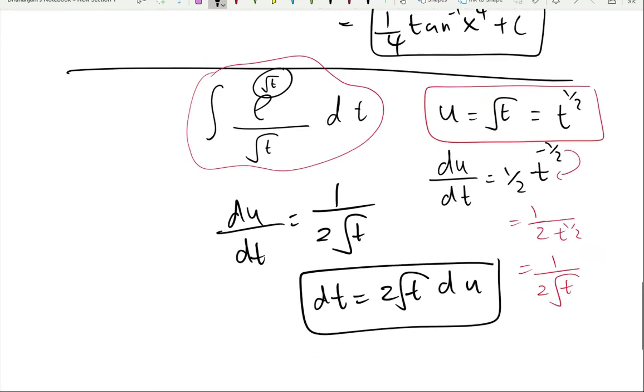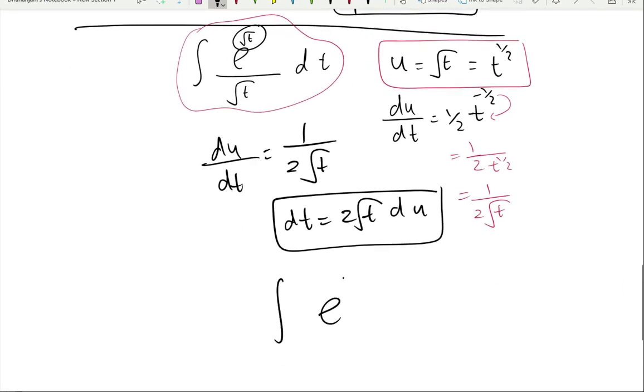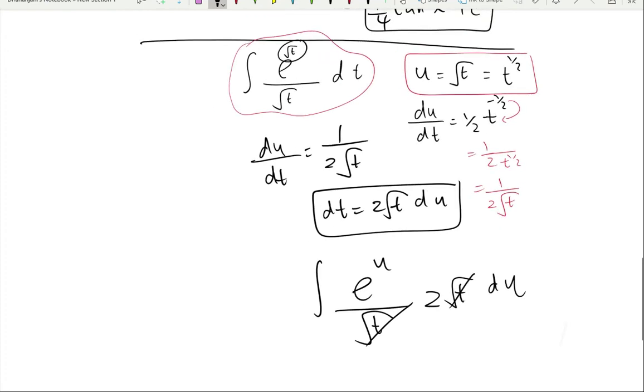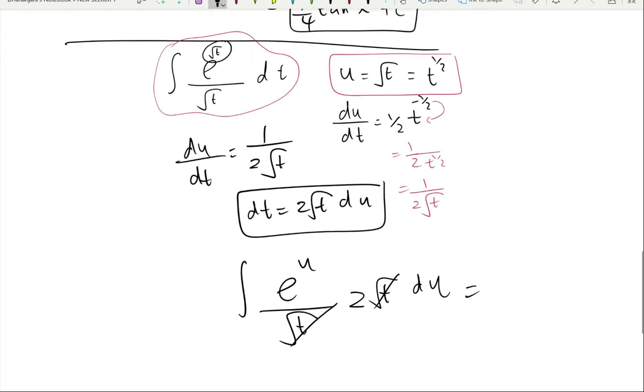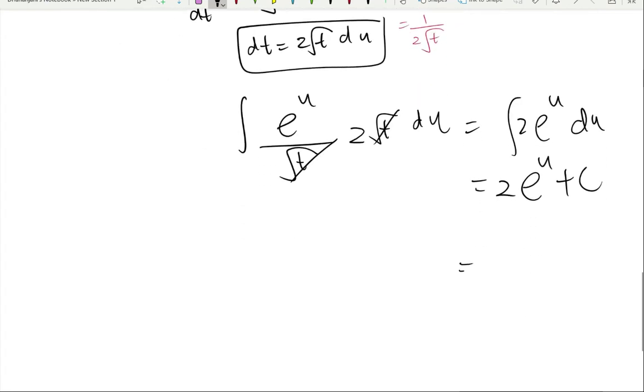Okay, let's substitute. This is e to the u, square root t. I want to see that cancellation by myself. 2 square root t du. This cancels out. Perfect. Now we have the easiest integral to integrate. So this is 2e to the u. We can take 2 out. Integral of e to the u is e to the u plus c. So 2, what was u? Square root t. And this is the answer.